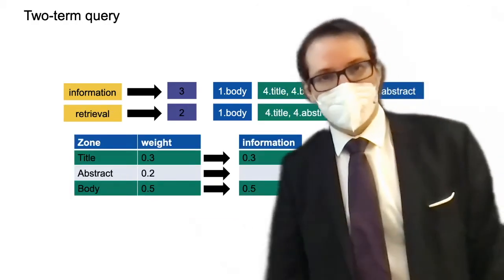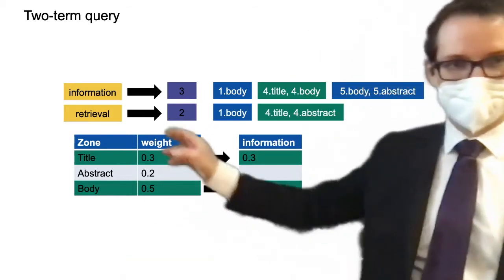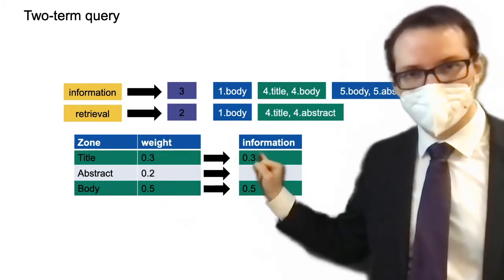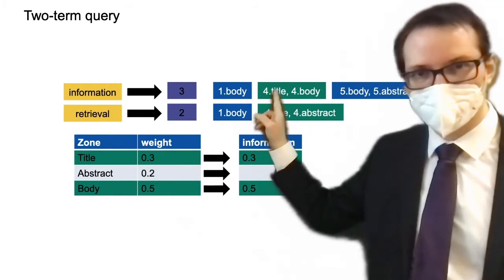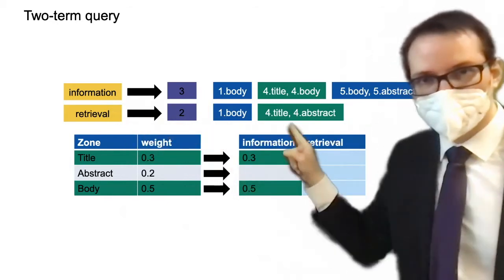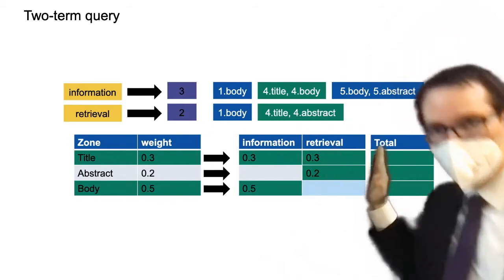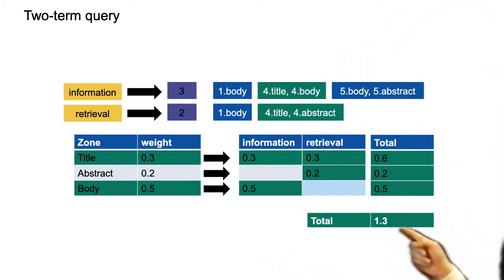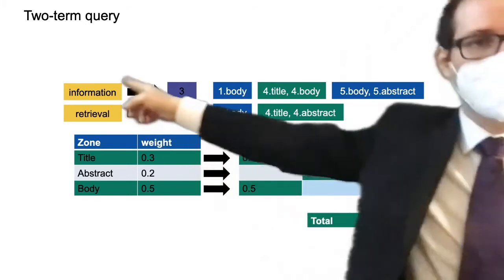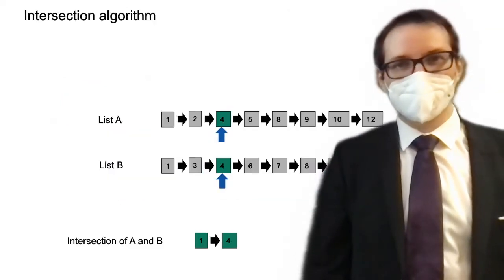All right, you can do the same if you have two terms, right? Because right now we only had one. So if we have two terms, let's say information and retrieval, then we just do a sum, right? So for information, document four has it in the title and body, right? Retrieval has it in the title and abstract. So that's here and here, right? And then we can do the total right there. And then the total, right? In two dimensions. And this gives us a score. But now for the query information retrieval, right? These two right there, right? So I hope you get the idea, right?